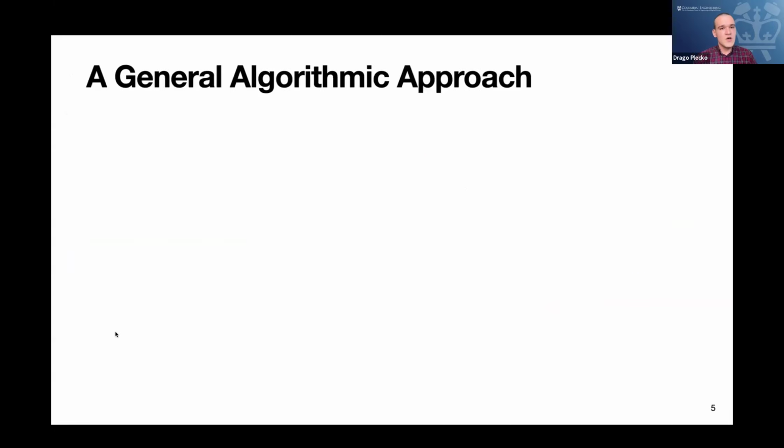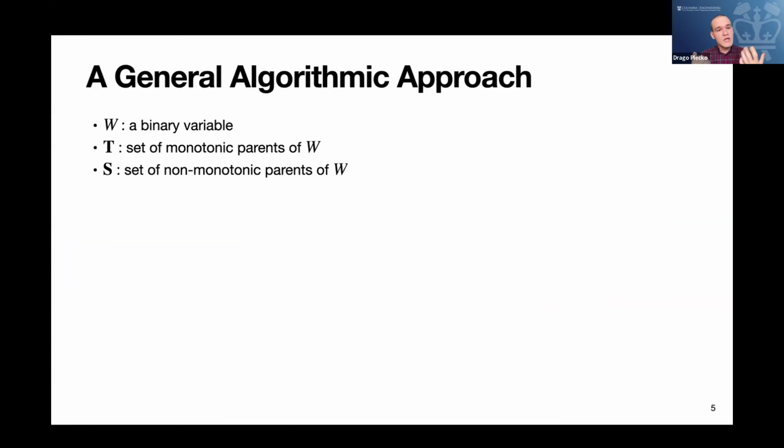Okay, so how do we make this into a general algorithmic approach? What are the key ingredients, and how are we going to combine them to have a general algorithmic approach for identification under monotonicity? So let's introduce some notation. Let W be a binary variable. T will be a set of monotonic parents of W. I'm going to say in a second what that means. And S is a set of non-monotonic parents of W.